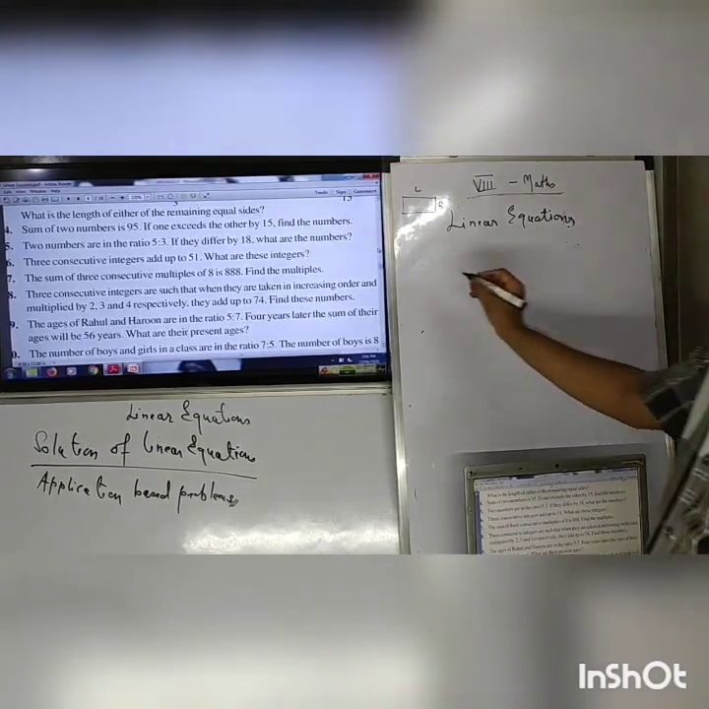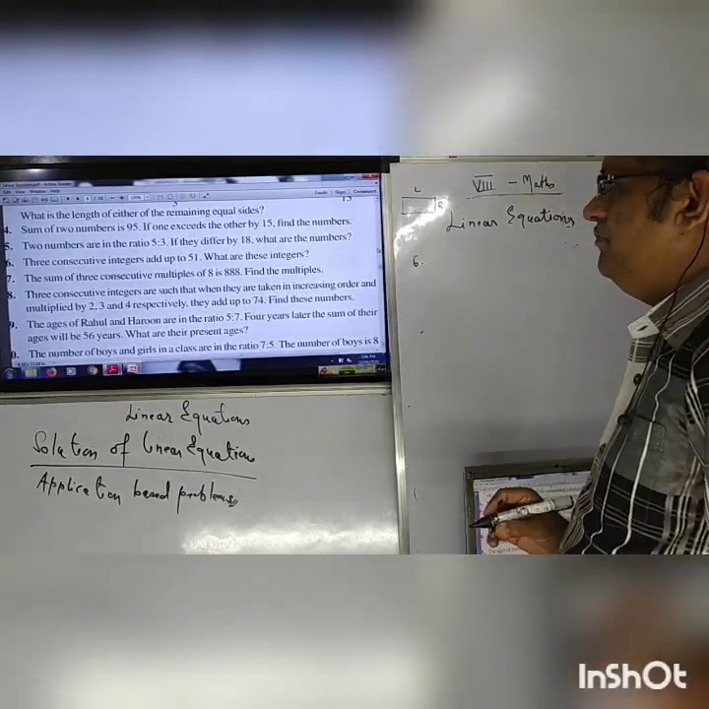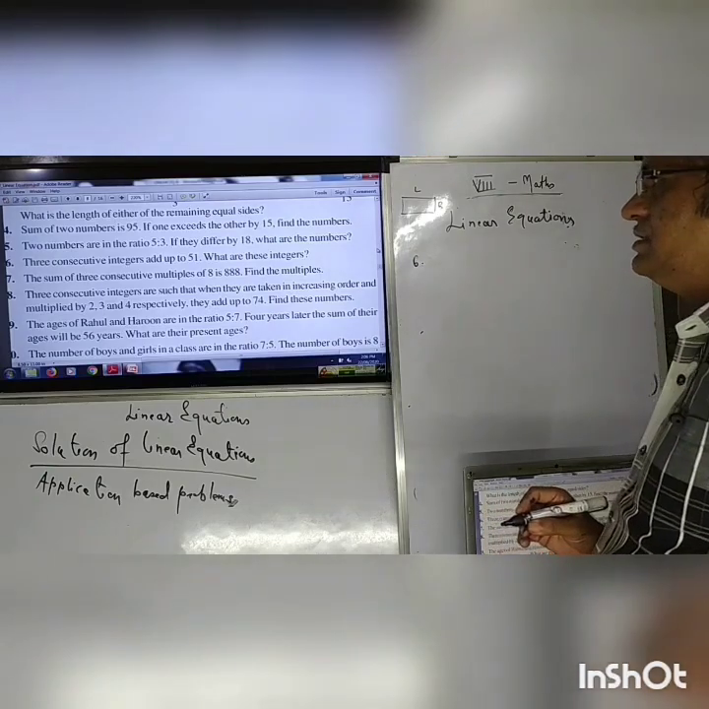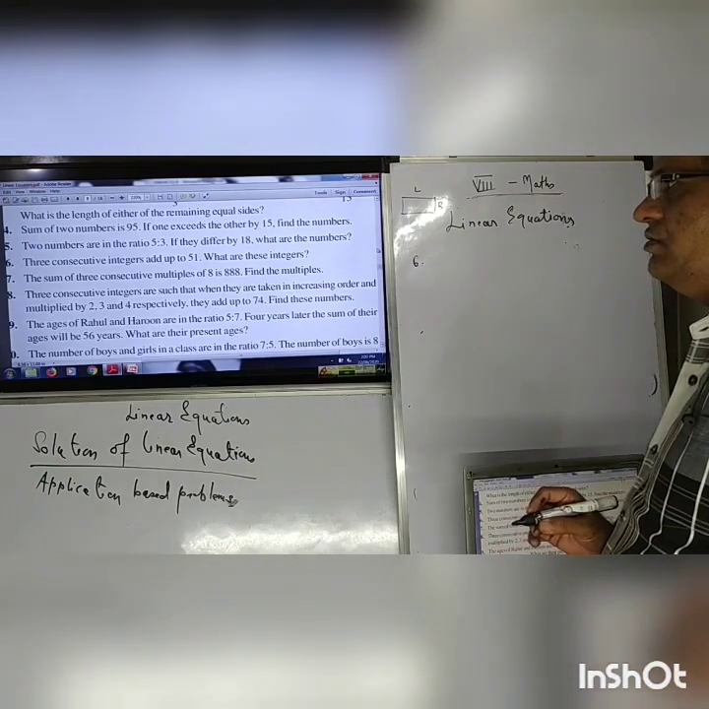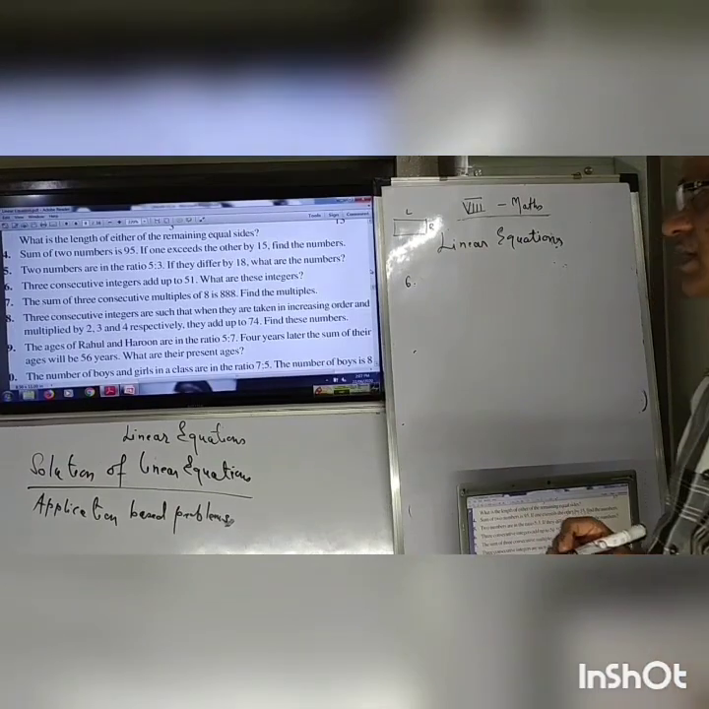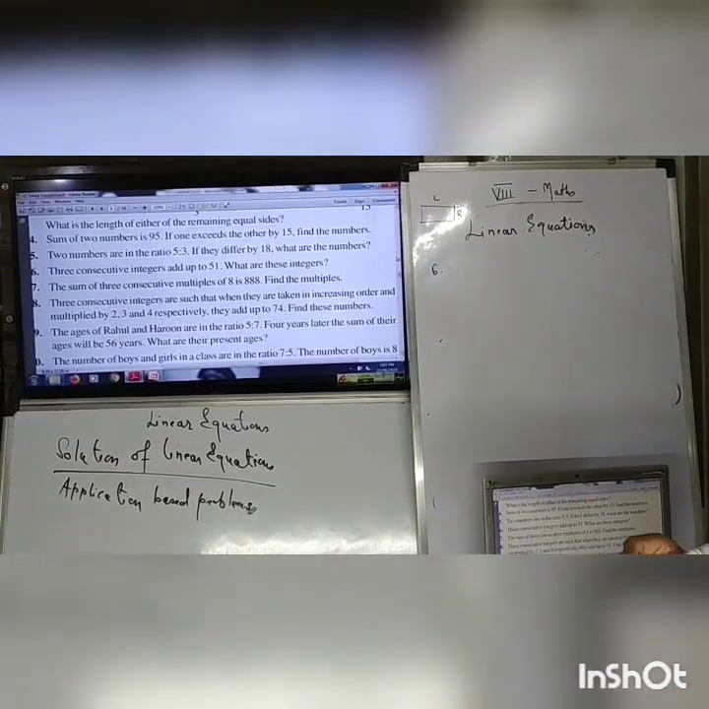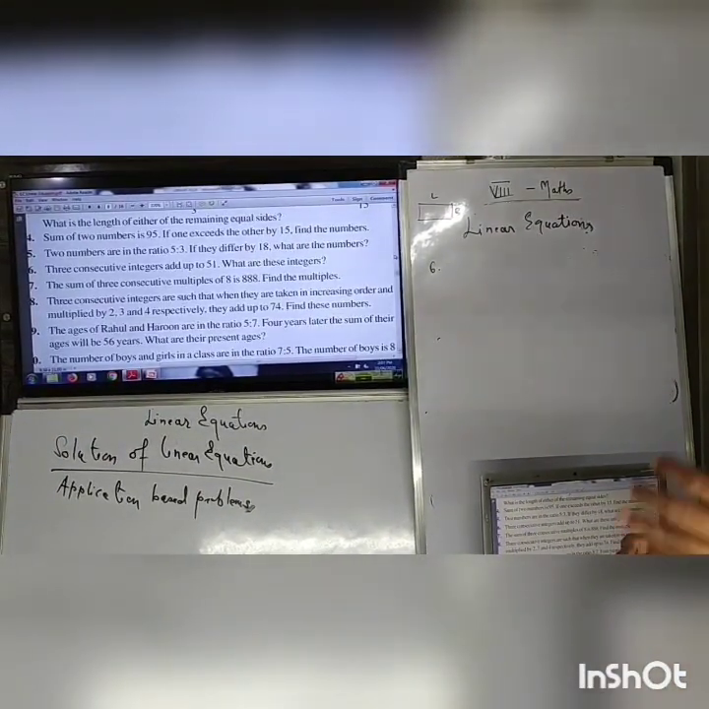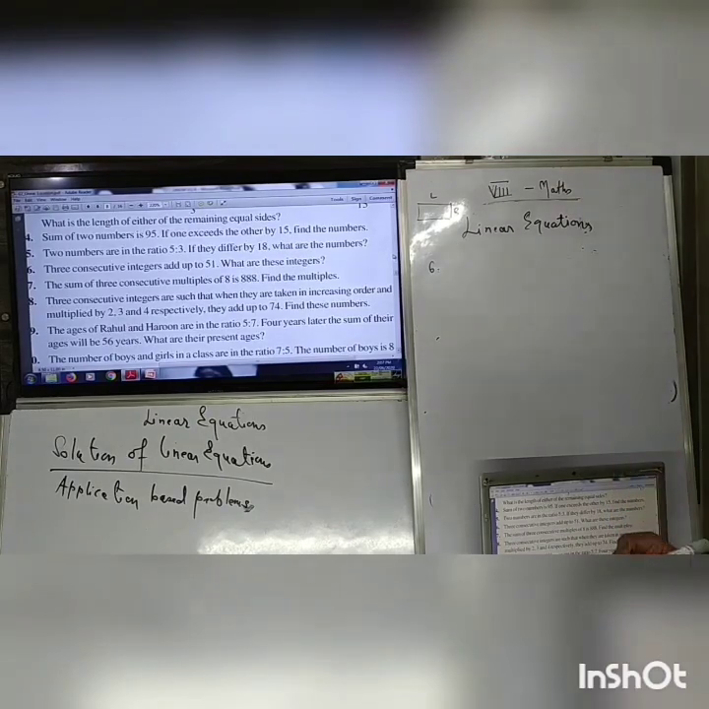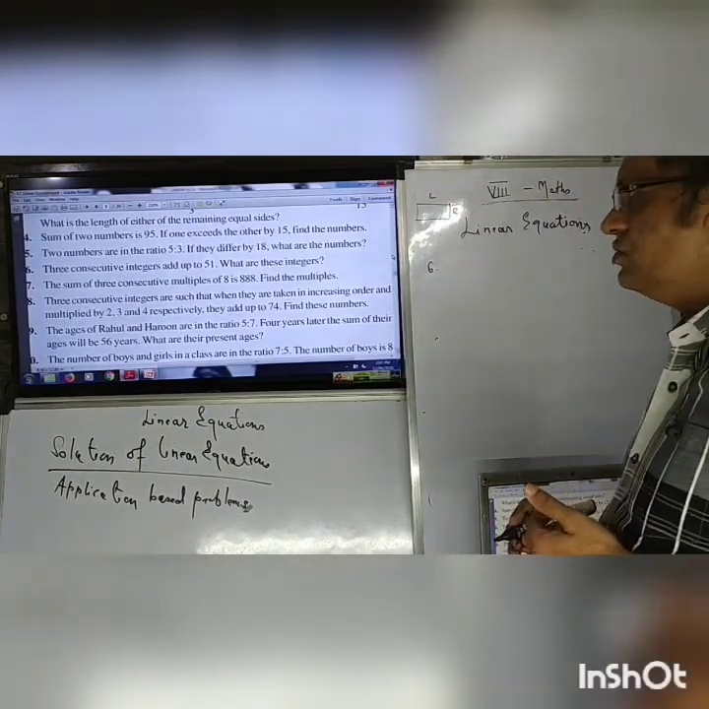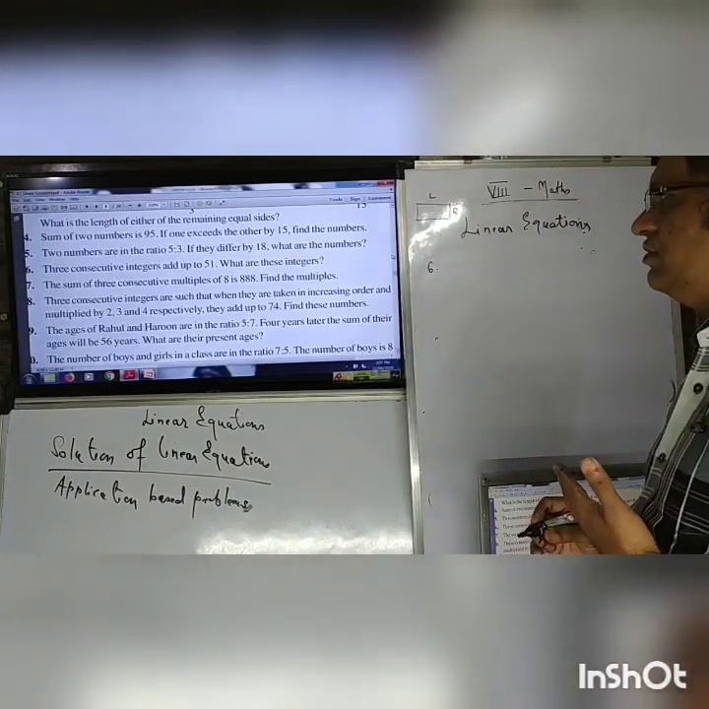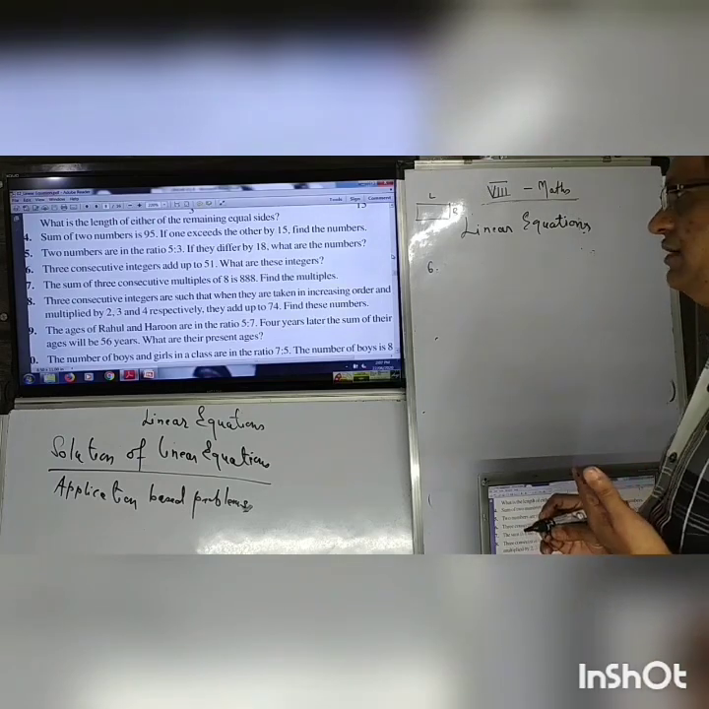Now let us take this sixth problem. Three consecutive integers add up to 51. Now, three consecutive integers may be plus or minus. But if we add three consecutive integers with minus sign, the answer becomes minus. So definitely these three consecutive integers are with plus sign.